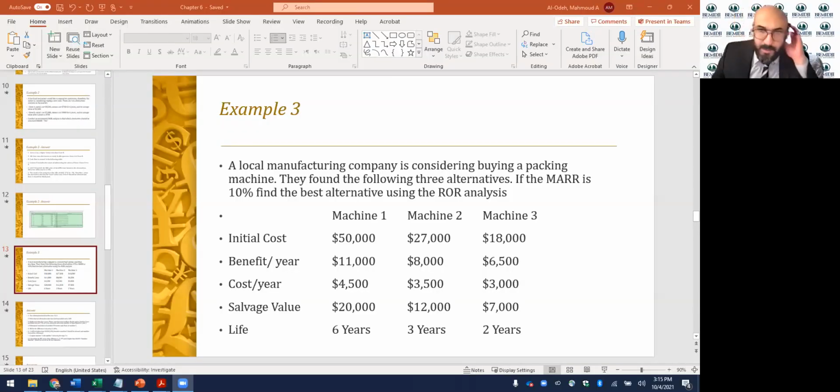All right, example 3. A local manufacturing company is considering buying a packaging machine. They found the following 3 alternatives. If the MARR is 10%, find the best alternative using the ROR analysis. So here's one important thing. If the question did not specify what technique of analysis you want to use, you could do whatever you want. But as long as the question is asking you to do an ROR analysis, you have to stick with that technique. So what you want to do, you want to apply the incremental analysis.